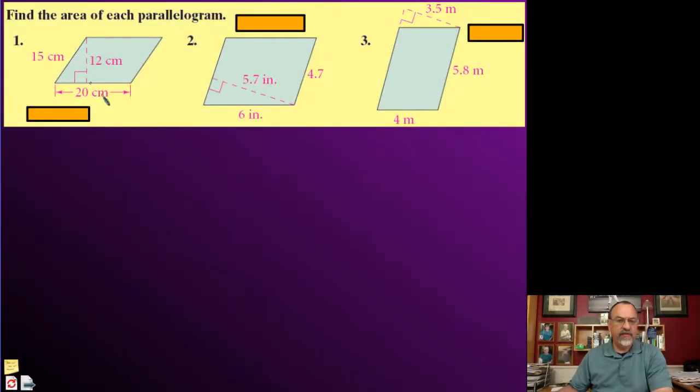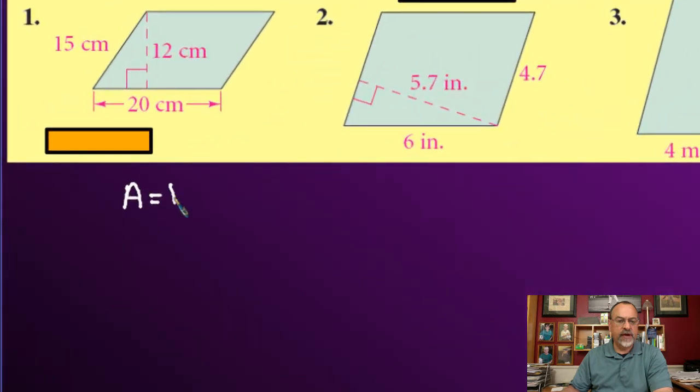So we're asked to find the area of each parallelogram, so I'm going to do number 1 here. Because it says parallelogram, I know that the formula I want to use is A equals B times H, so I need to write that down. I then am going to substitute in the values that they give me. The area they don't give me, so that's what I'm going to be determining.